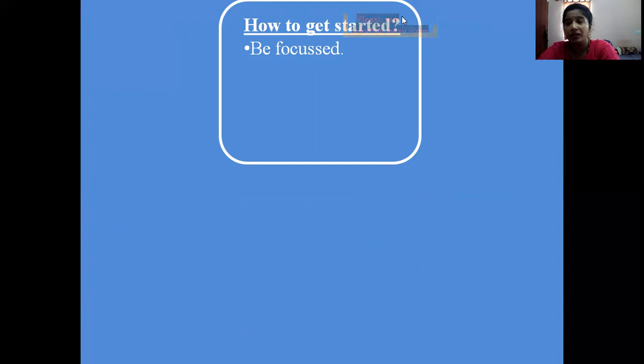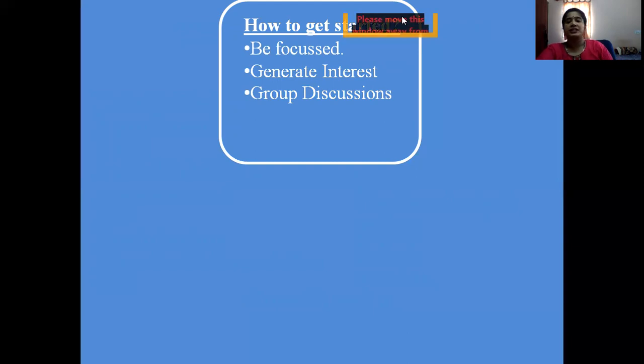never learn or never enter into an unknown path. So be focused. To be focused, we have to generate interest in that subject. Then group discussions. Swami Vivekananda said, if two people have one rupee coin each and they exchange the coin, they are left with one rupee coin only. But if two people exchange one thought, each person is left with two thoughts. That is the power of group discussion, students.